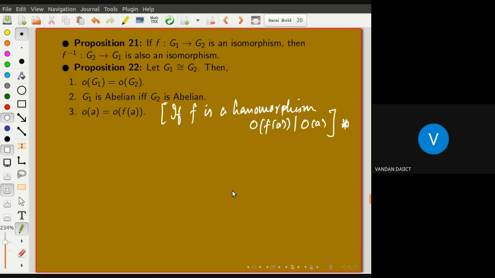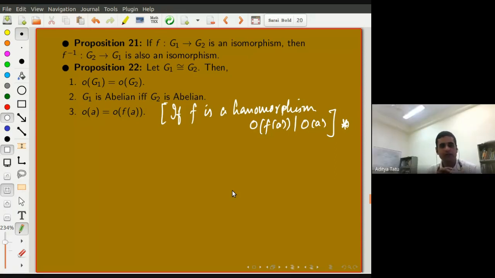Sir, in a homomorphism, what can happen is that f of a raised to n, for some n less than the order of a, can equal the identity. So that will be the order of f of a. But in an isomorphism, it cannot happen as the kernel of f is trivial. What has this got to do with the kernel of f? We are looking at f of a. What is the order of f of a? f of a is some element in G2, whereas the kernel of f is something in G1.